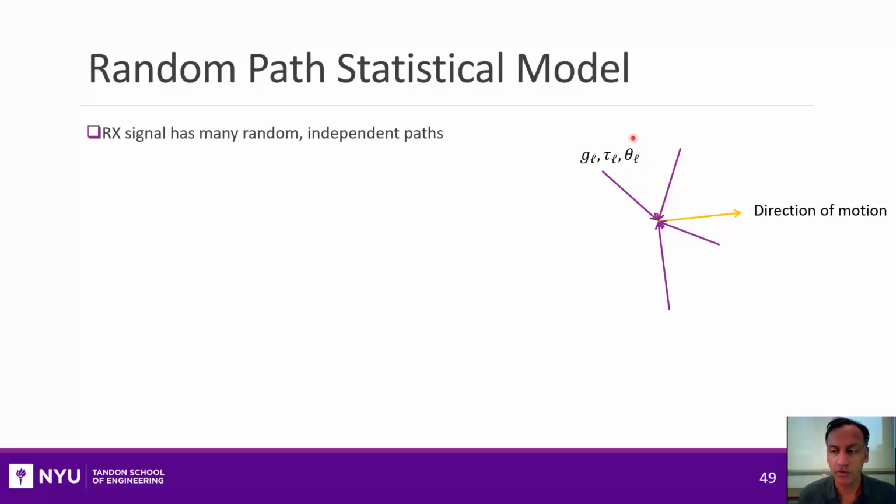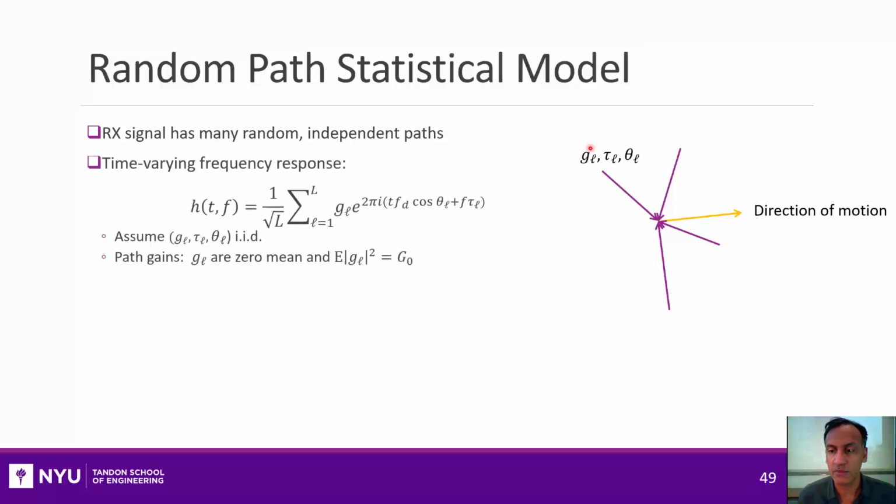Now, the simplest model is that we say that there are a number of paths, and each path can be described by a set of gain, delay, and angles of arrival. And in one very simple model, the time-varying frequency response we know was given by this equation, but we'll say that the number of paths is very large and all of these path coefficients are independent. And just to make this simple, let's say that the path gains have zero mean and they all have a common variance, which I'll denote by G0.